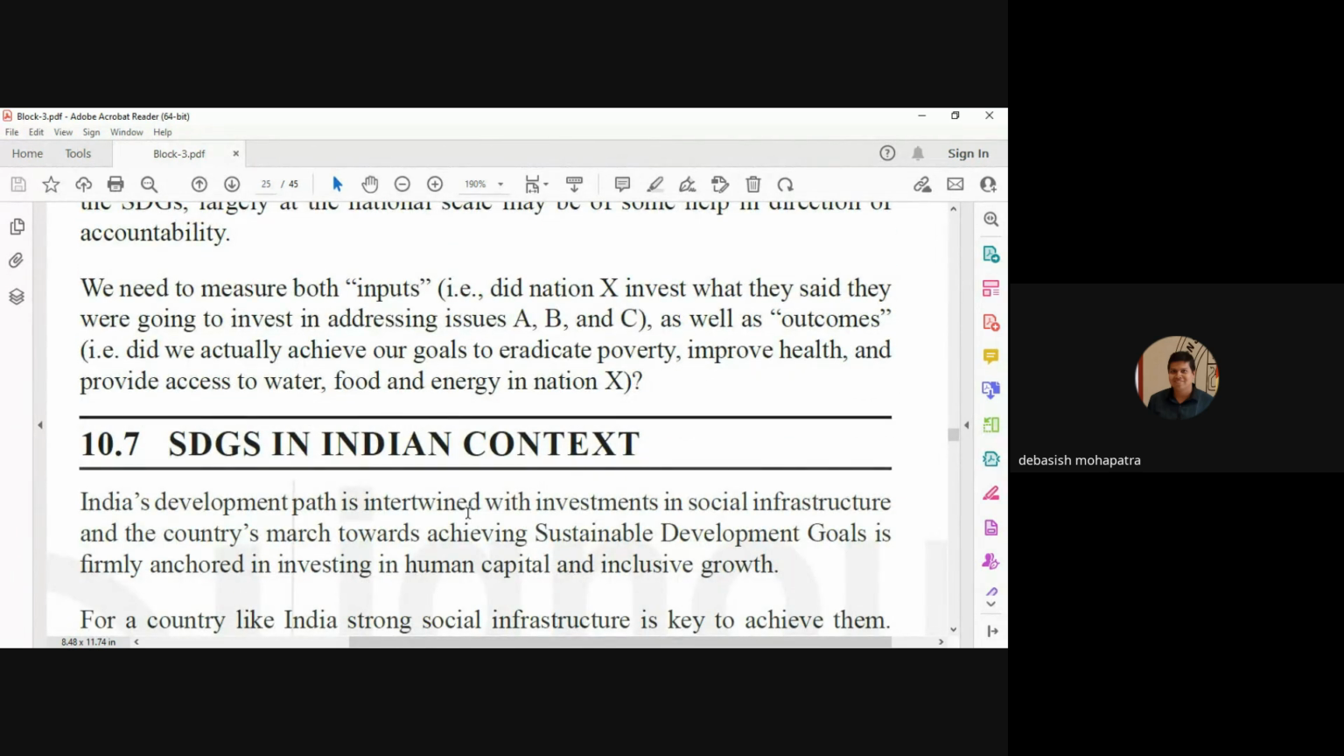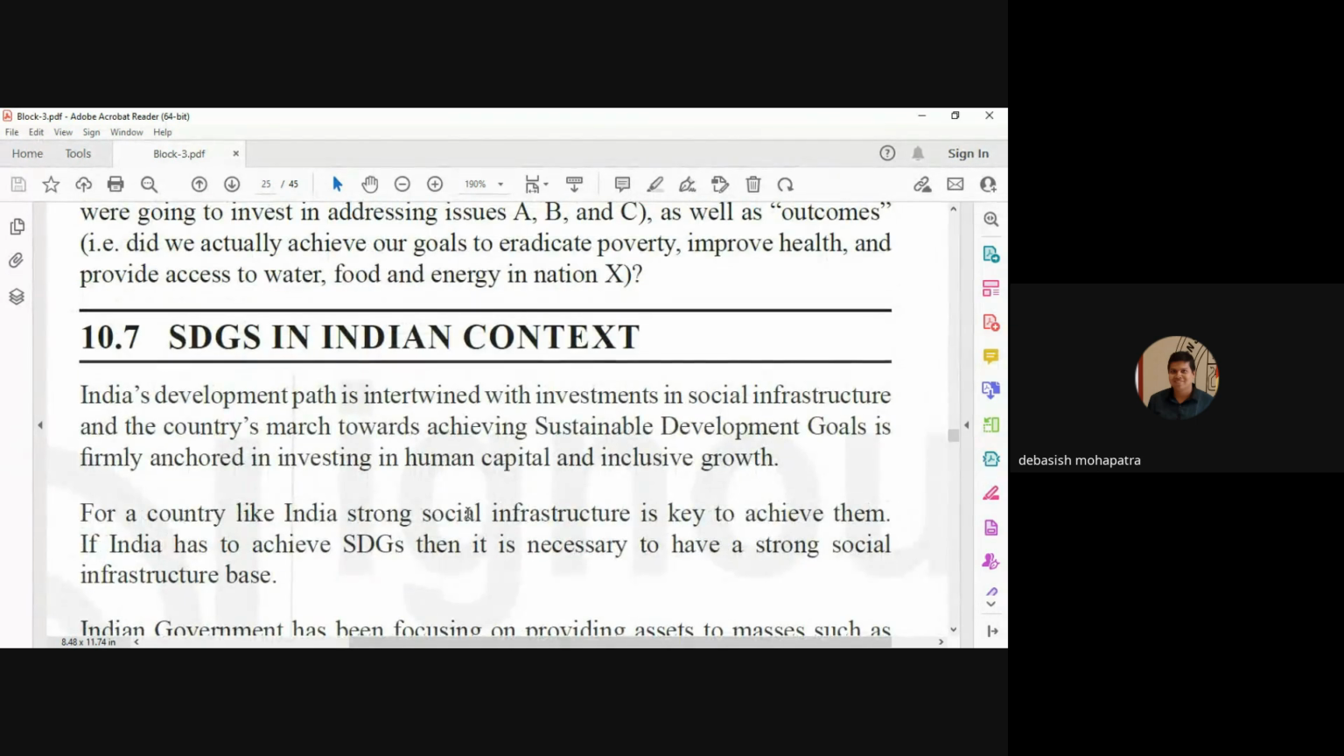We need to measure both inputs, that is, did nation X invest what they said they were going to invest in addressing issues A, B, and C, as well as outcomes. That is, did we actually achieve our goal to eradicate poverty, improve health, and provide access to water, food, and energy in national aid?